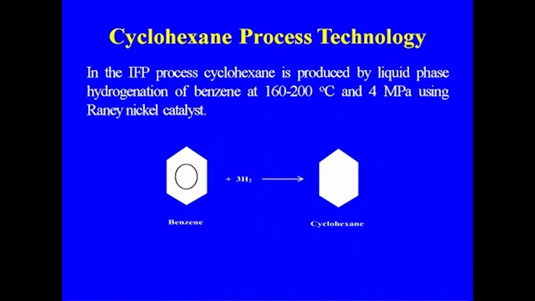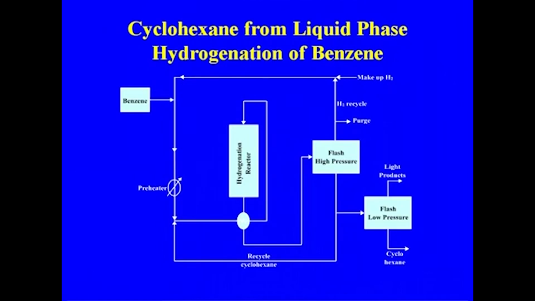In the IFP process, again the cyclohexane is produced by liquid phase hydrogenation. Only the difference is in the catalyst and the temperature, lower temperature required, and this is the reaction that is taking place. This is the process flow diagram for the manufacture of cyclohexane.